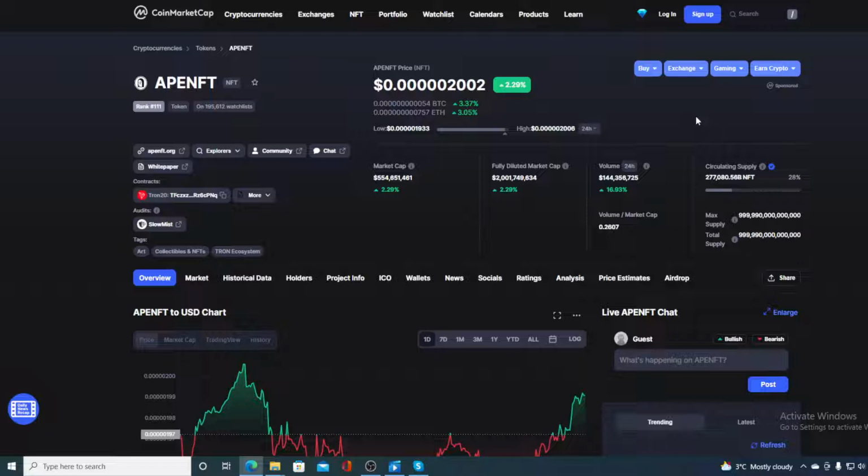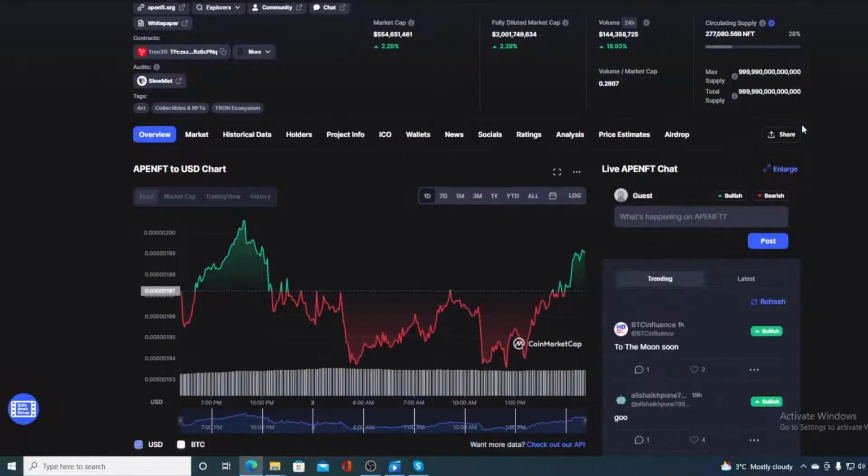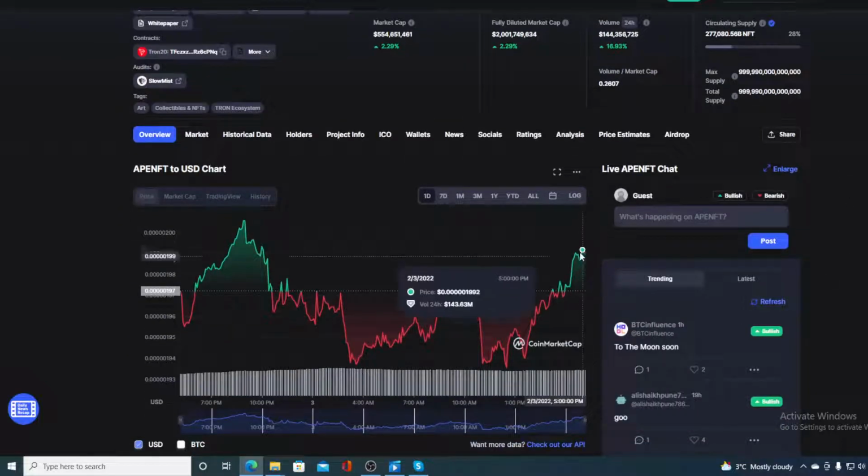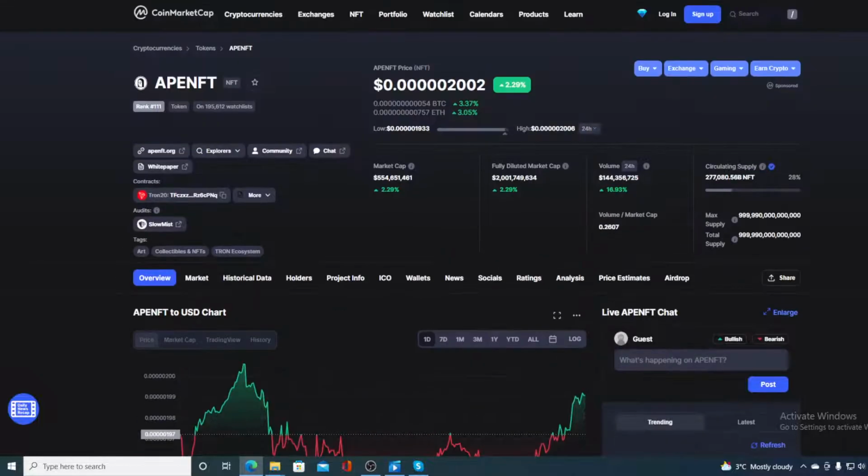As you know, in this video we will be providing you with the value and the price prediction for your favorite cryptocurrency. As you can see here, ApeNFT is in the green and it's currently valued at 0.502002, and that's actually a rise in the last 24 hours of 2.29%, and there is also a rise in the trading volume of 16.93.